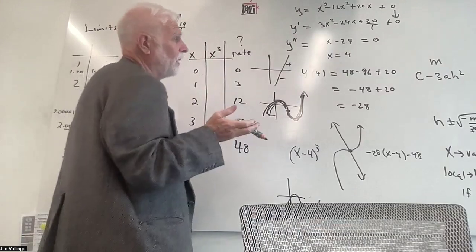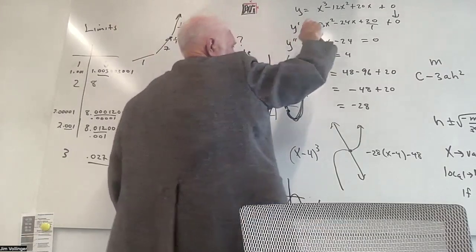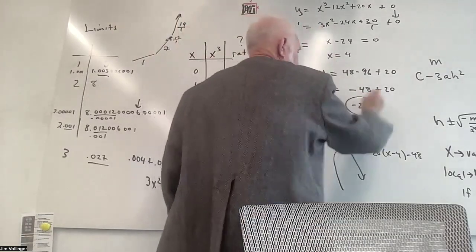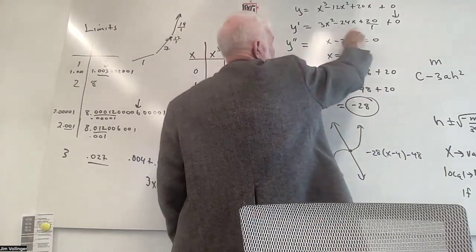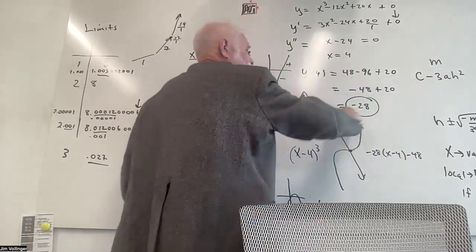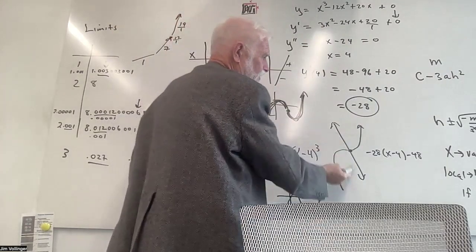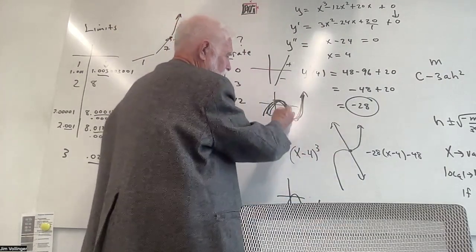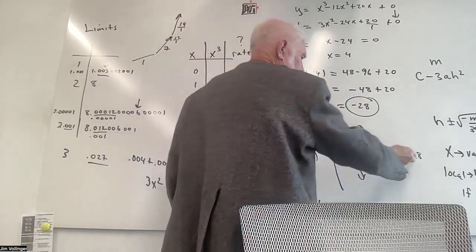And if I put 4 back into the rate of change function, lo and behold, I get minus 28. 4 squared times 3, 4 times negative 24 plus 20. I get negative 28. Oh my goodness. So that means I have a tangent to this. I have a tangent right here. And that tangent line is minus 28, x minus 40.